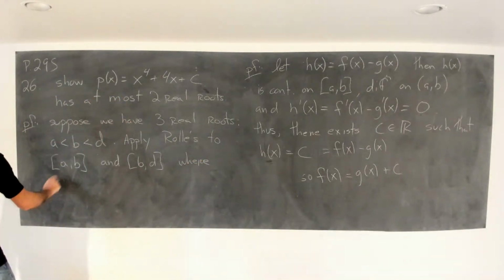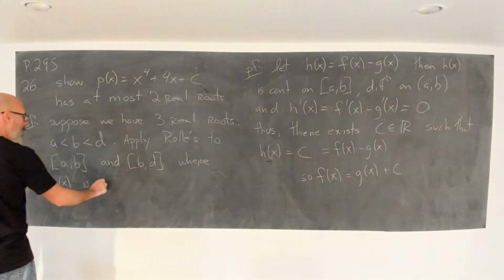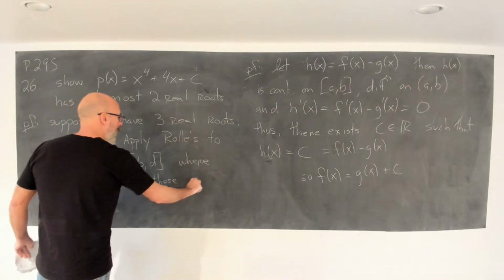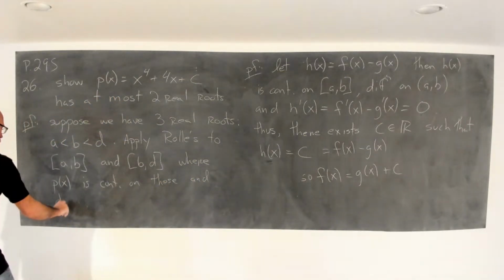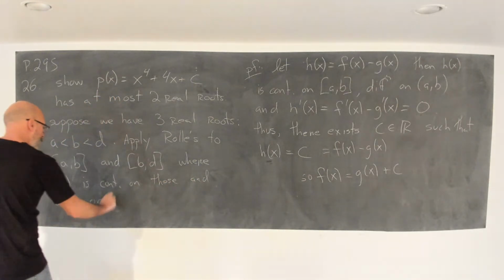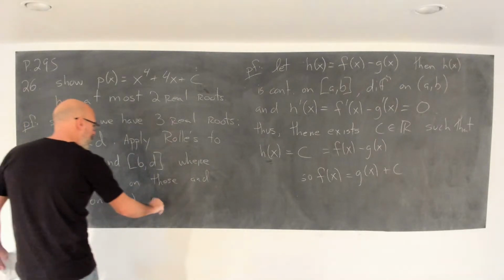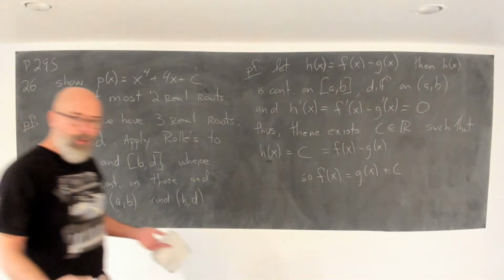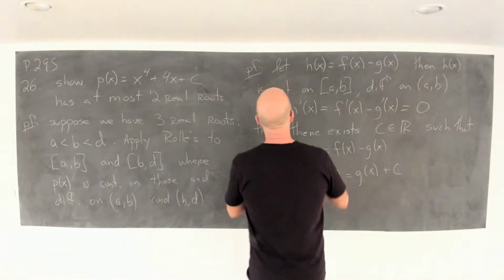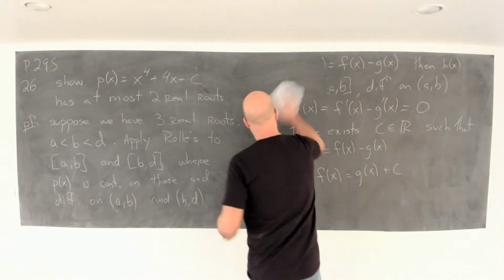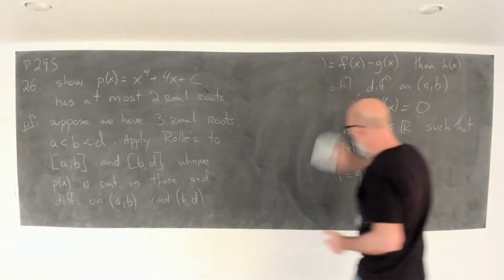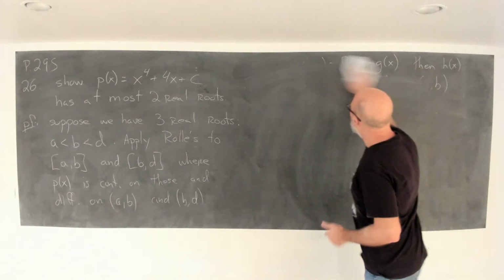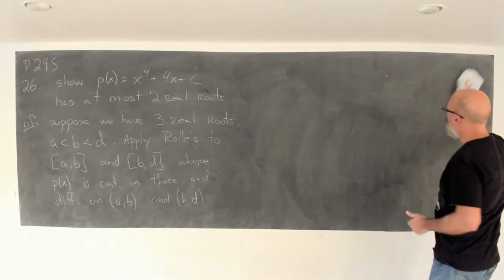P of X is continuous on these and differentiable on the open interval. Right, it's important to mention that this function satisfies the hypotheses, right? Because it's a polynomial, so you know it's continuous and differentiable everywhere.